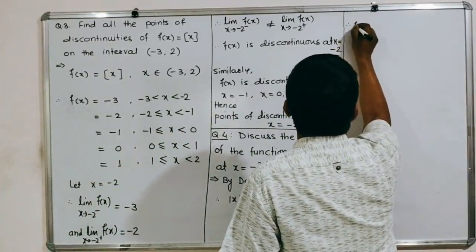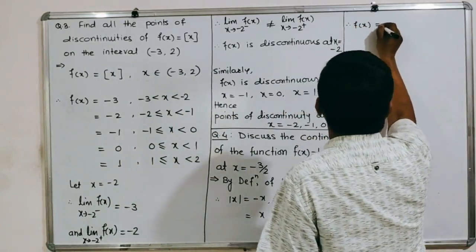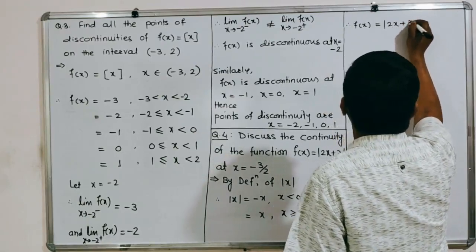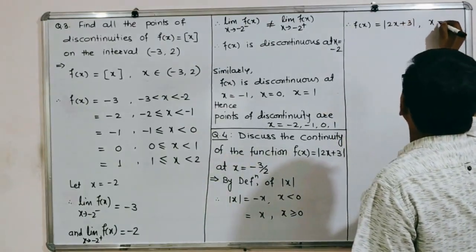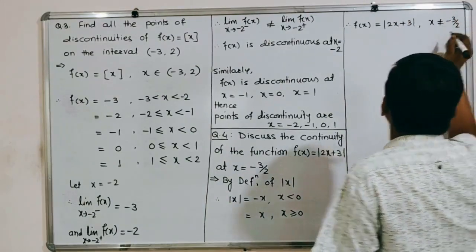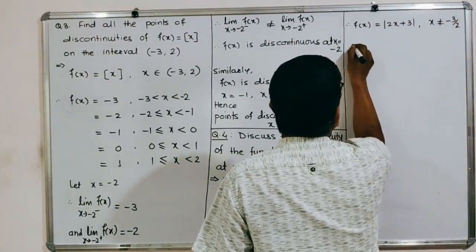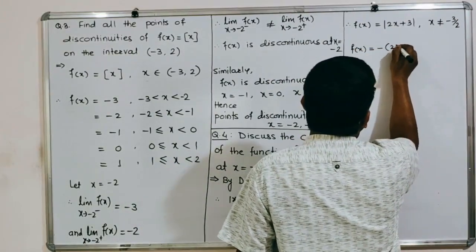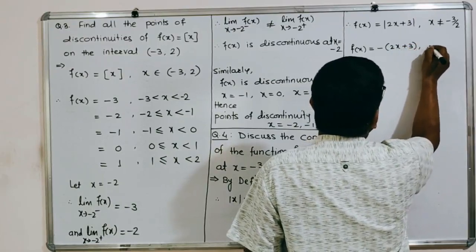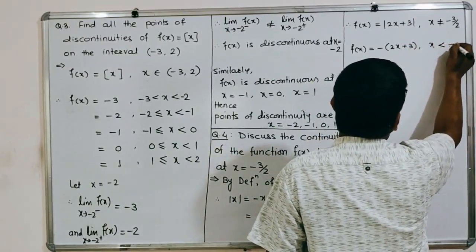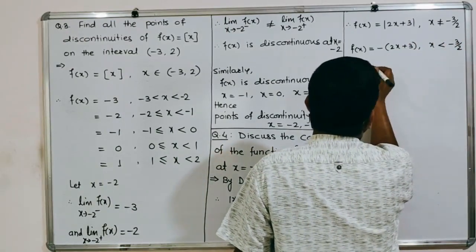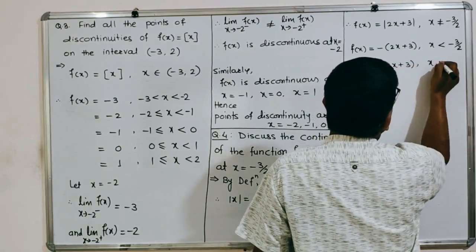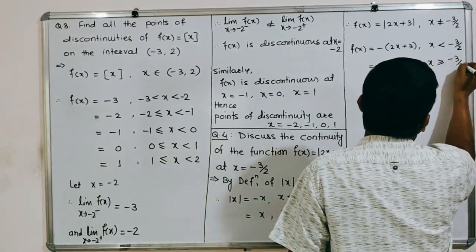Therefore, f of x is equal to modulus of 2x plus 3 for x not equal to -3/2, which can be redefined as f of x is equal to minus of 2x plus 3 for all values of x less than -3/2, and equal to 2x plus 3 for all values of x greater than or equal to -3/2.